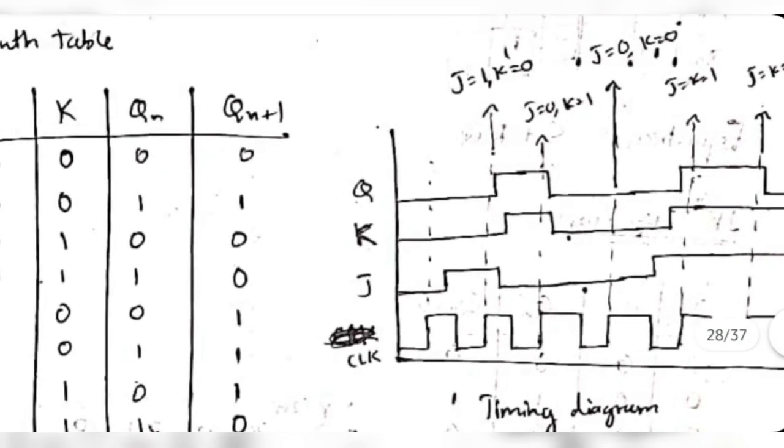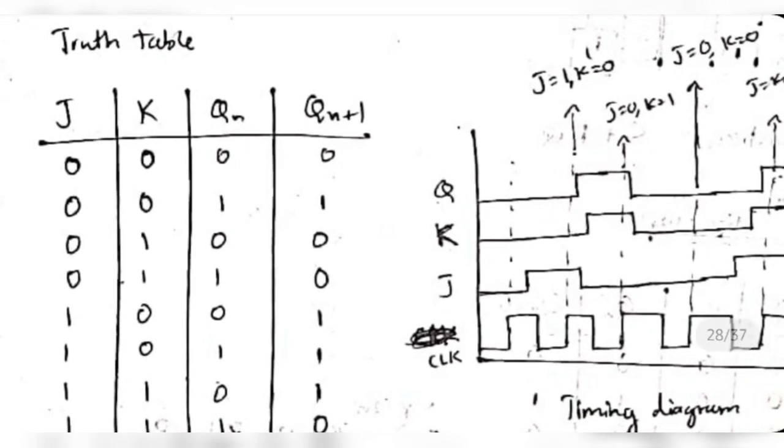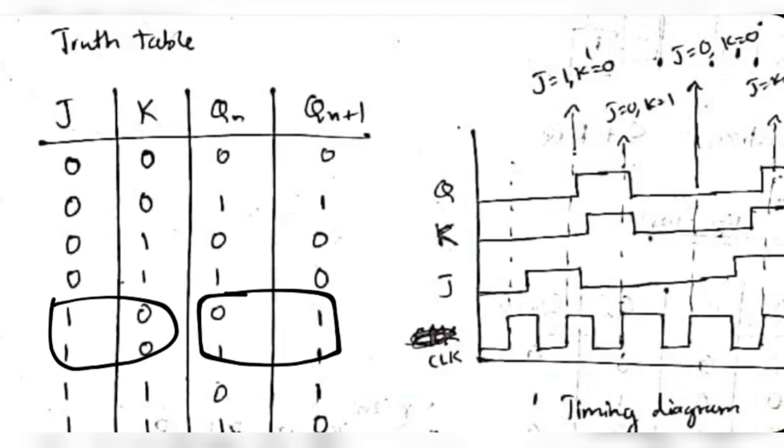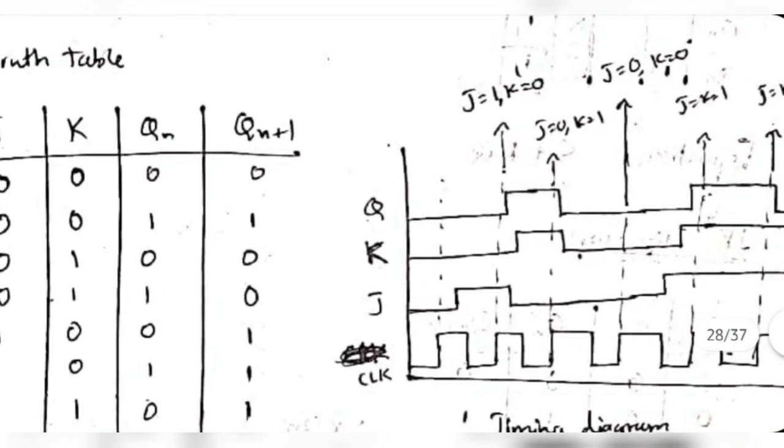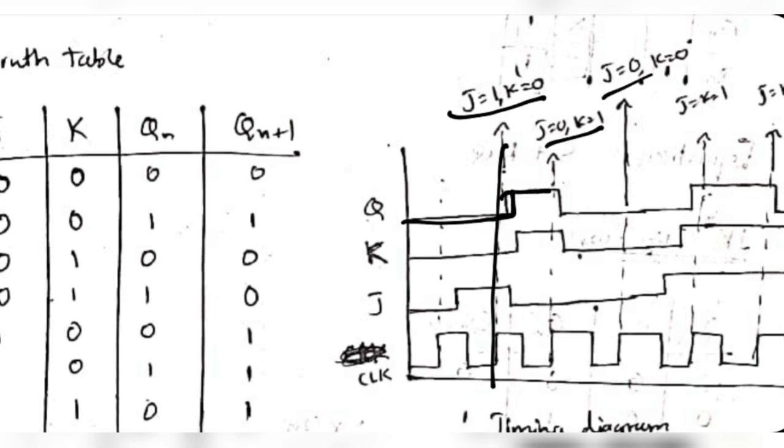See here, when J and K are 1 and 0, the Q is this. It becomes 1 no matter if Qn is 0 or 1. So when J and K are 1 and 0 and in this rising edge, Q should become 1. So Q will become 1 here. Similarly, we will demonstrate for all other cases also.